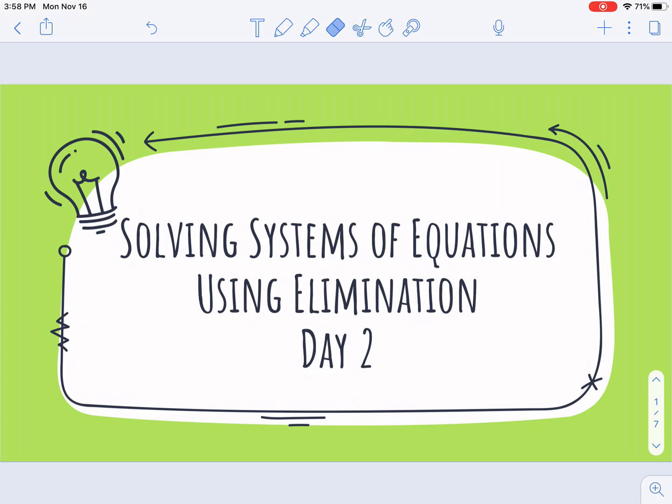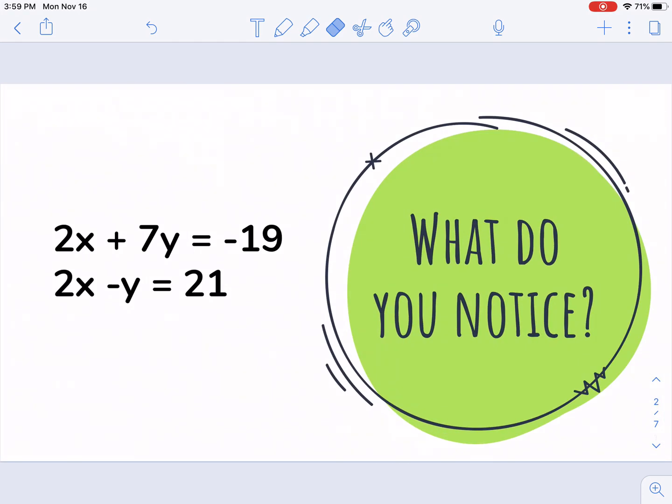Today we're going to look at solving a system of linear equations using elimination, day 2. Yesterday you worked with Mr. Tremor in his video on using elimination to solve systems, and he taught you how to add equations together so you can eliminate a variable. Let's take a look at this problem.